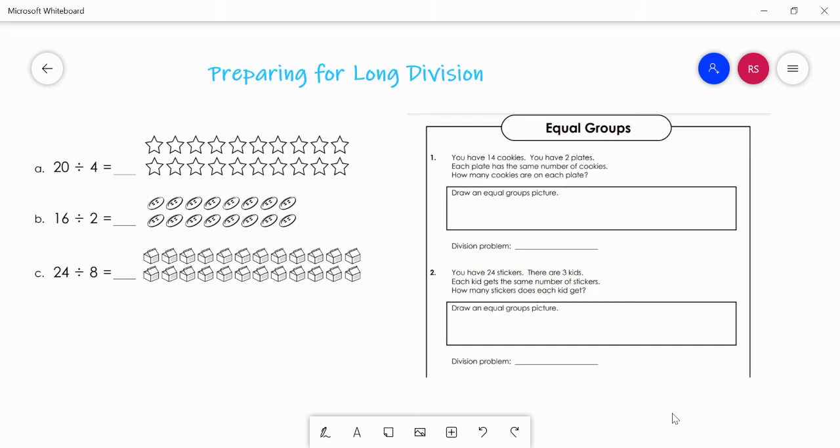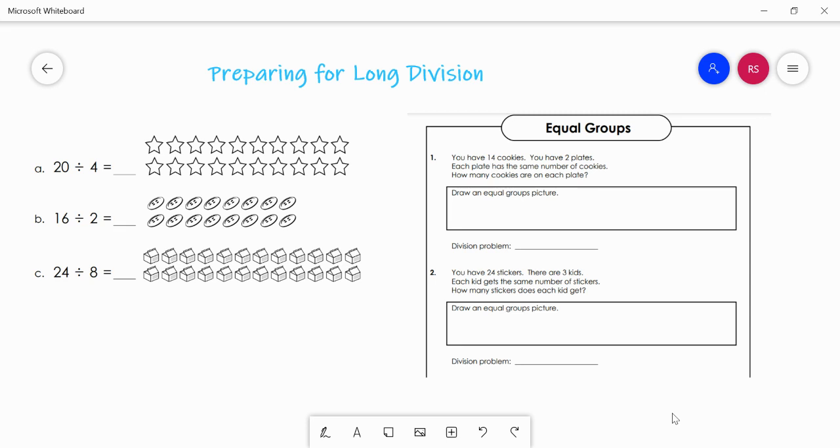About preparing for long division. So in third grade, you learned a lot about multiplication and division and just your basic facts, right? Like 5 times 2 equals 10, or 10 divided by 5 equals 2. So our basic facts are really our foundation for understanding long division.